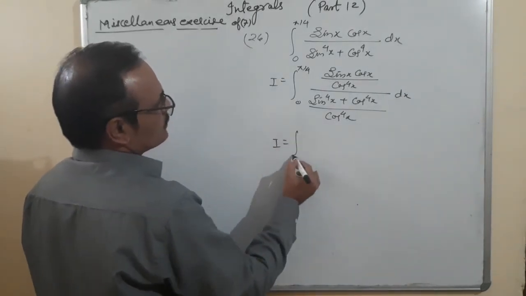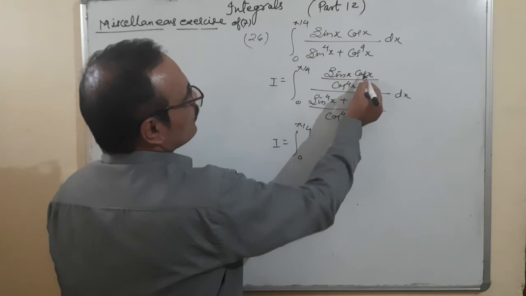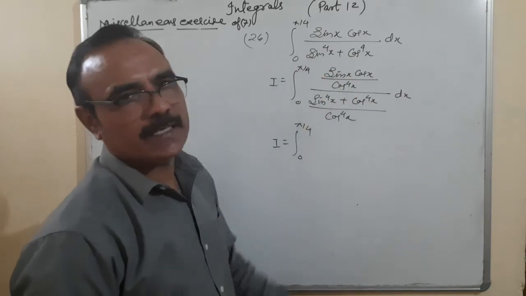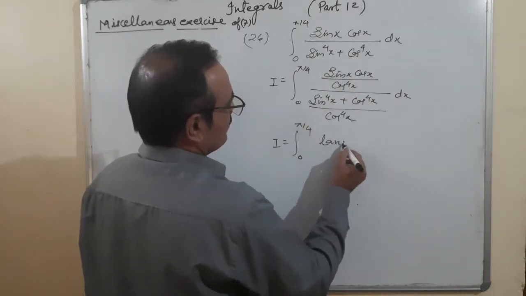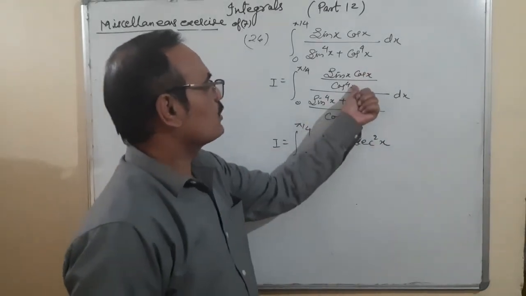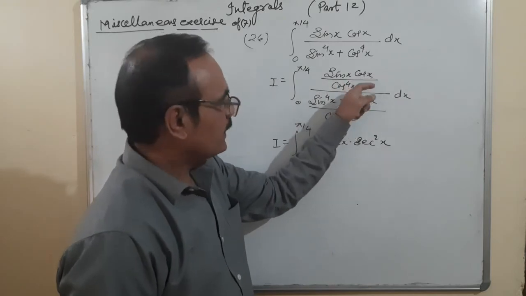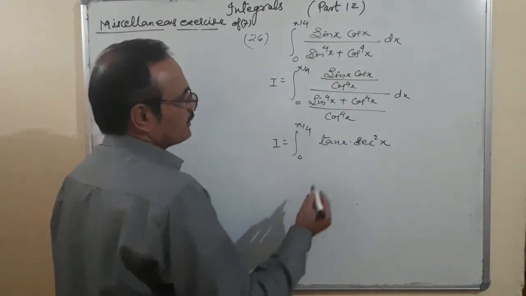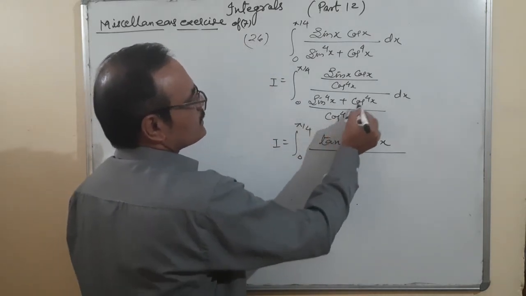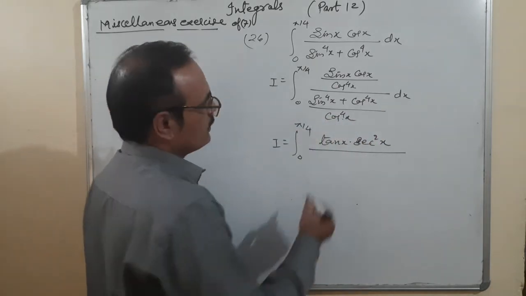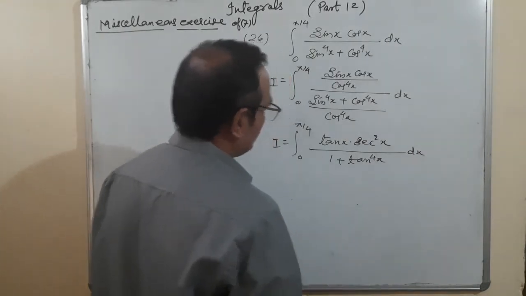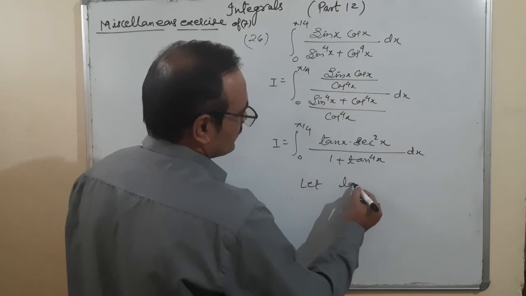I is equal to integral from 0 to pi by 4. 1 cos cancel, sin x upon cos x is tan x, and cos square x will be written here as sec square x. So this is tan x into sec square x. I hope you have understood it. Sin x upon cos x is tan x, and cos square x is shifted here as sec square x, upon sin to the power 4x upon cos to the power 4x is tan to the power 4x, and cos to the power 4x upon cos to the power 4x is 1. So 1 plus tan to the power 4x dx. Okay. Let tan x is equal to t.